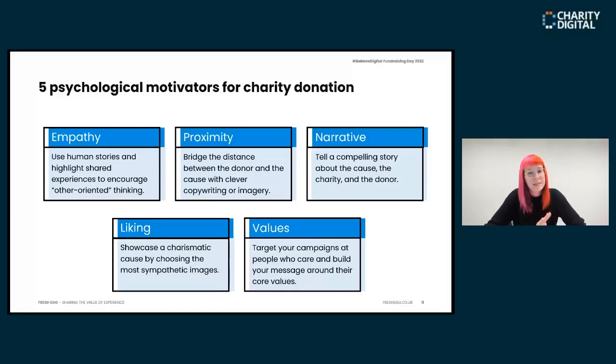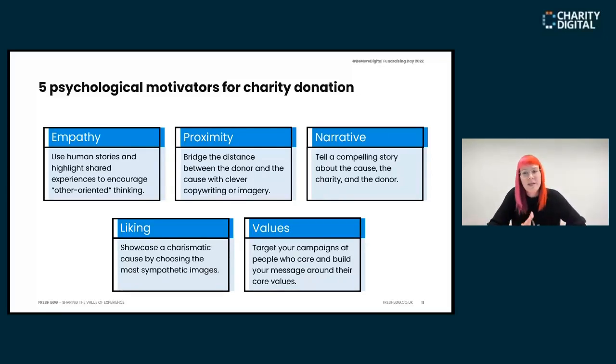Next, narrative is a big motivator. Stories communicate details about characters, emotions, and causes that aren't really conveyed well by plain facts. So telling a story about your cause or how supporters can help your cause can be a really powerful motivator.